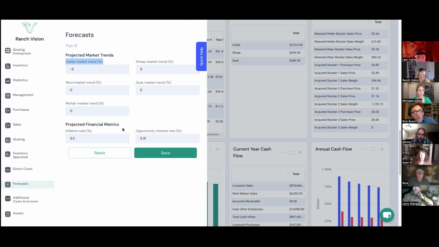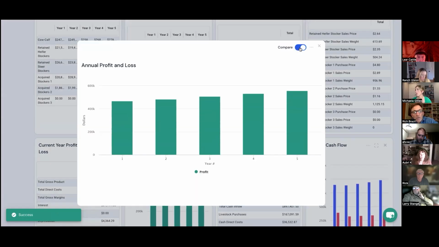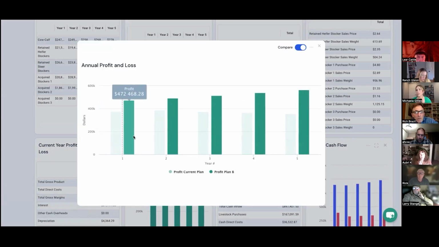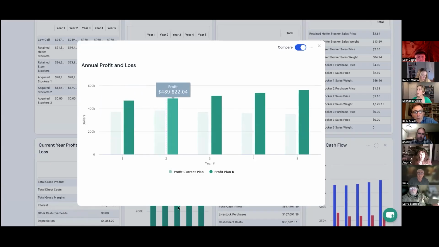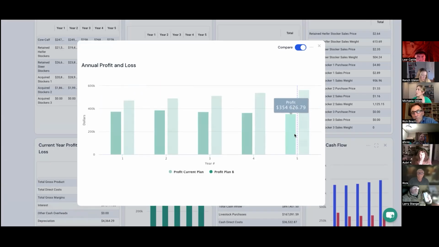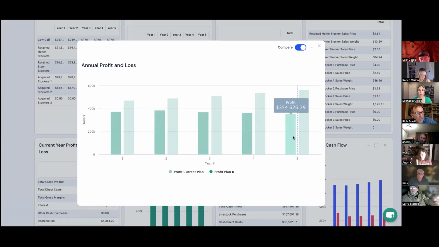Okay. Why don't you go change it? What if it goes up 5% a year? Now let's look at the profit and loss difference. Okay, so now it really continues to grow. That was why it was decreasing in year 5, because that's a 5% decline compounded for 5 years. It's a pretty big hit in 5 years.